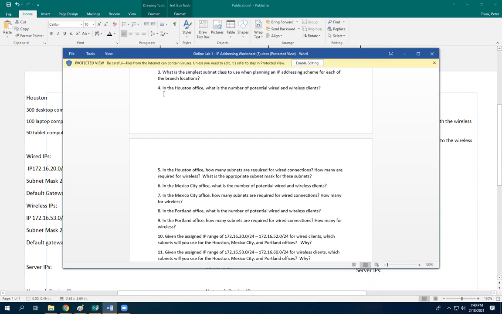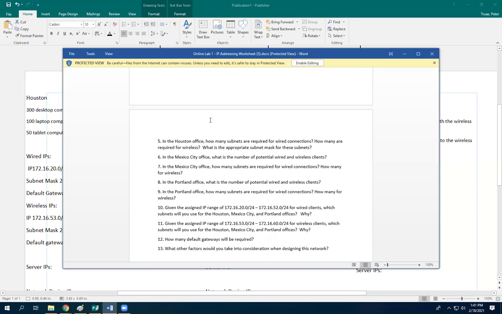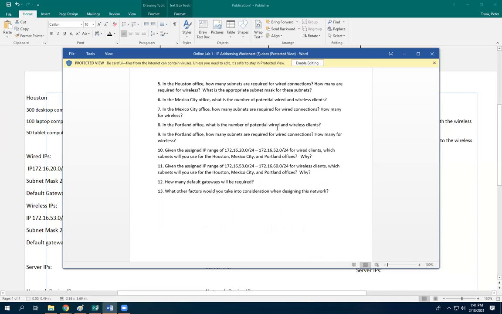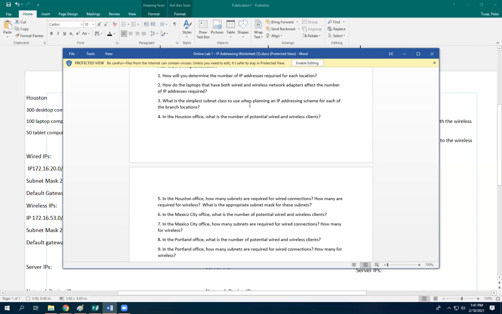Anyway, number 4, in the Houston office, what is the number of potential wired and wireless clients? I think we already covered that. The total is going to be 400 for wired and 150 for wireless. That's the potential that they could connect at any one time. Now, obviously, they're not going to use that many. What was the answer for number 3 again? The class to use would be a class C or a /24 subnet.